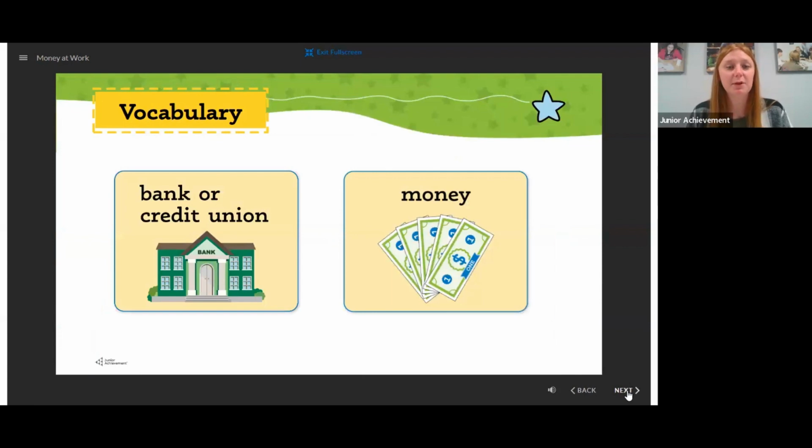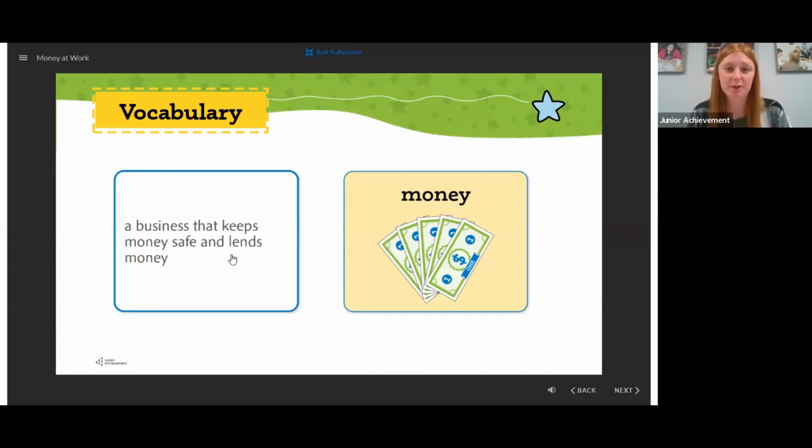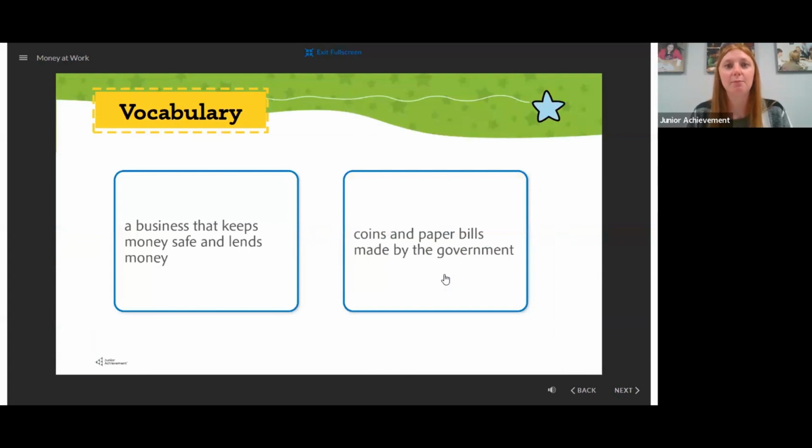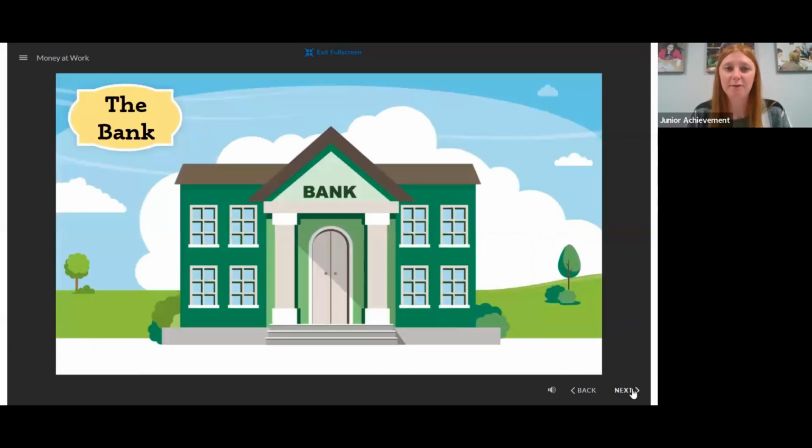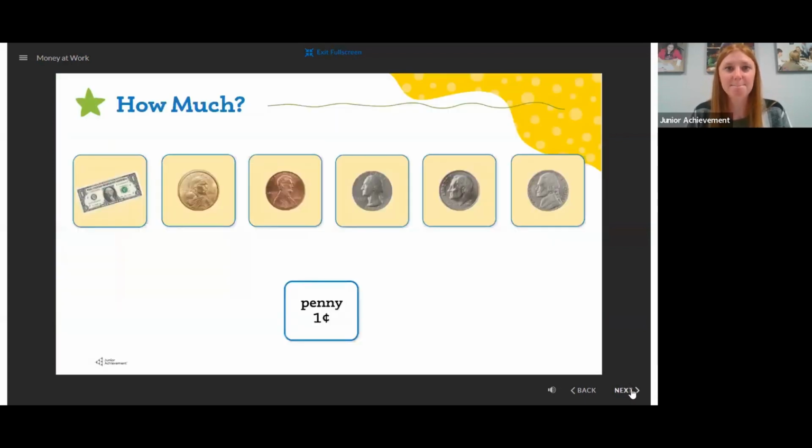For the vocab, you can invite 2 students to the board to be your vocab experts. You can ask the first one, what is a bank or credit union? Once they give their definition, they can click on it to reveal the definition. Ask another student who you brought to the board, what is money? What does it mean? And then they can flip it to reveal after they give their answer.